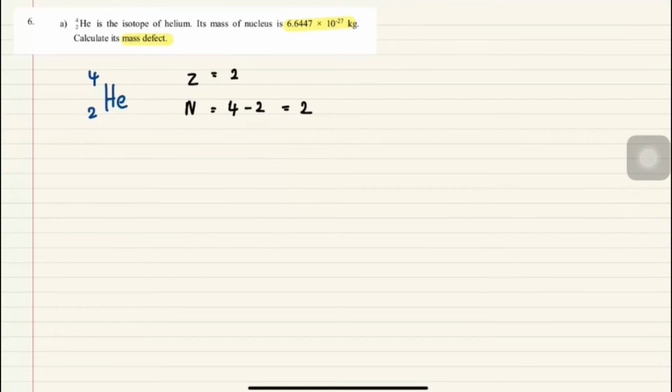Okay, is this okay? Okay, sir. And then they give you 6.6447. That one is the mass of nucleus.